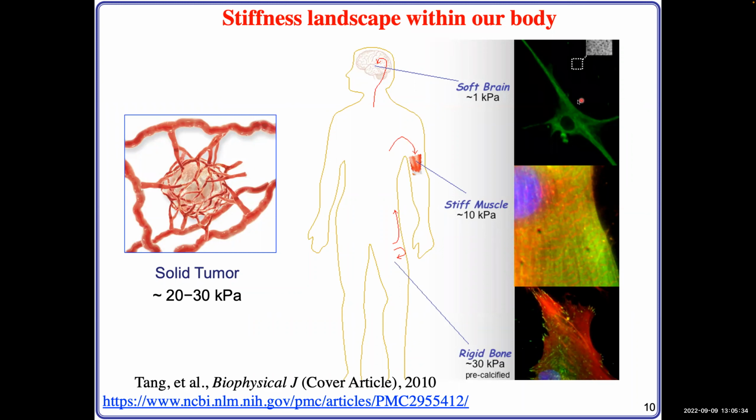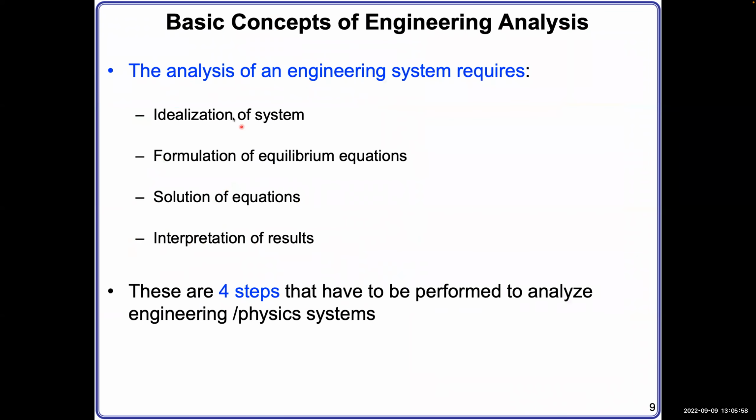If in the brain there is a tumor growing, then a local region of the brain will become 20 to 30 kilopascal, then there is a stiffness landscape there. Some part is 1 kilopascal, healthy brain. Some part is stiffer, where the brain has a tumor. Those brain cells, those neurons, will sense it, and then they will change their own properties. Then in that case, this idealized system changes. You need to consider that so that you can write correct equilibrium equations.